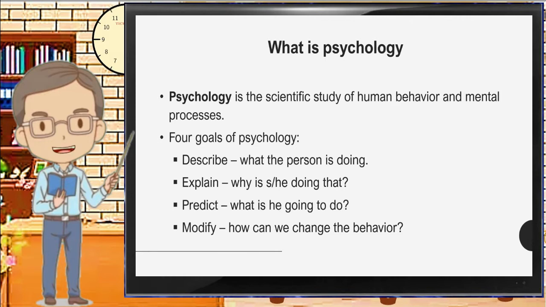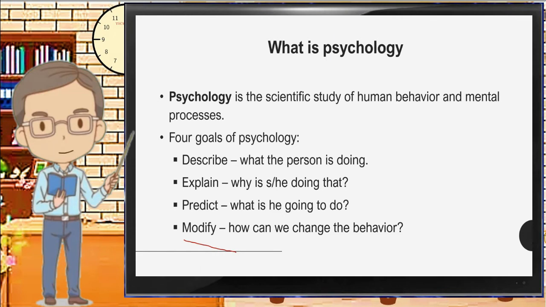Hence, after predicting what is going to happen, as psychology professionals or as mental health professionals, here's where we come in when we try to modify the behavior. That's why when we predict that a person will continually be bothered by a certain mental illness or concern in mental health, we now modify the behavior by trying to apply some interventions.